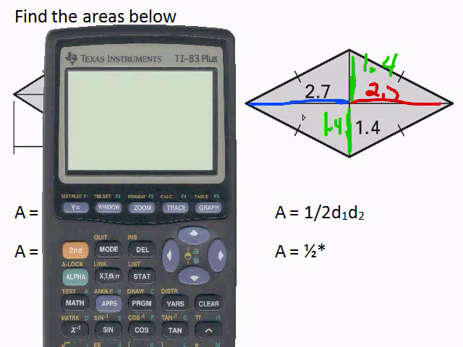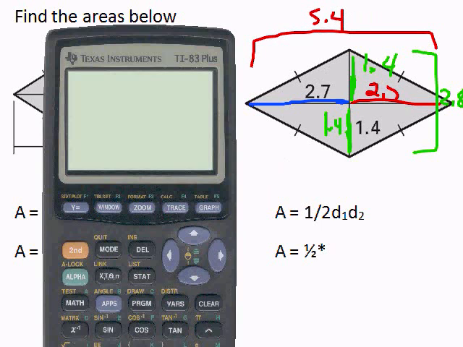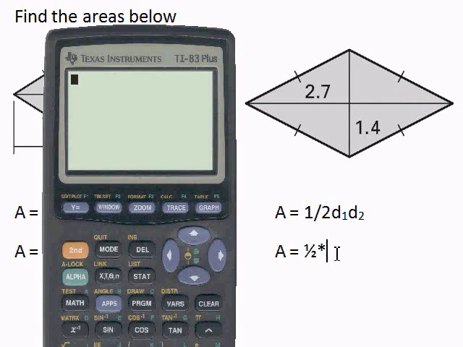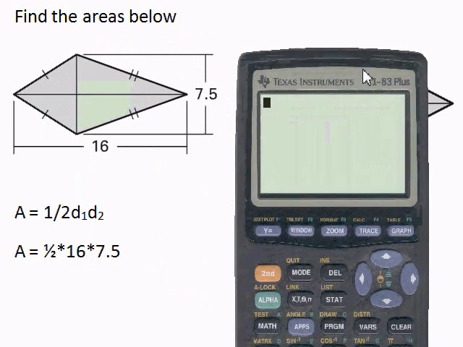So we had to add up the two halves to find the total length of this diagonal. So this diagonal is 1.4 plus 1.4. You could do that in your calculator. Should be 2.8. And the length of this diagonal, the one that goes from left to right, is 2.7 plus 2.7, which should be 5.4. So our diagonals then are 2.8 and 5.4. So 1/2 times 2.8 times 5.4. And again, I'm going to use a calculator to find both of those.